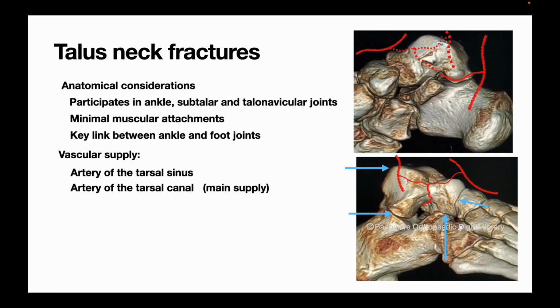It enters the tarsal canal medially and anastomoses with the artery of the tarsal sinus. Other smaller contributions are from the deltoid and posterior tubercular branches. The arrangement of the vascular supply to the body of the talus predisposes it to non-union and avascular necrosis when the neck is fractured. Note its similarity with the vascular supply to the head of the femur and the proximal part of the scaphoid.